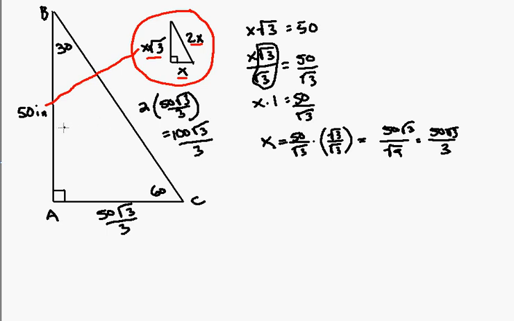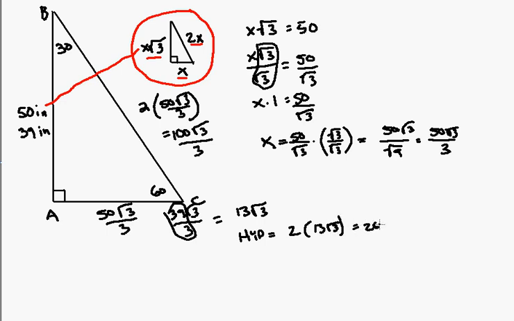Now, what if I had made this 39 instead of 50? So 39 inches. Well, guess what? Then this would have been 39 square root of 3 over 3. Now, it just so happens that 39 divided by 3 is 13. So we could have simplified this further and gone 13 square root of 3. In which case, if I wanted to find the hypotenuse of this, I'd simply double that. So the hypotenuse would be equal to 2 times 13 square root of 3, which would be 26 square root of 3.